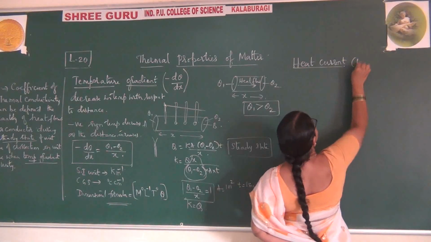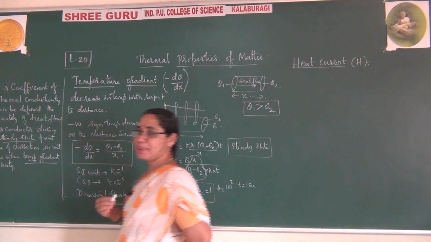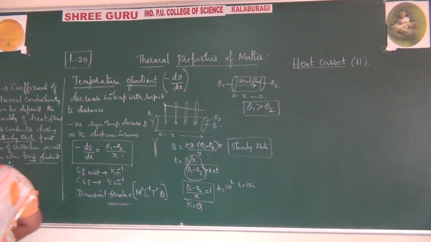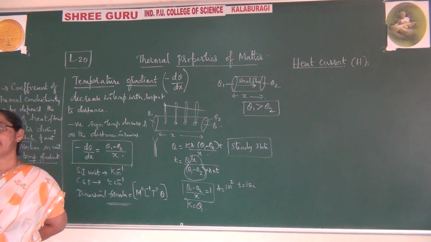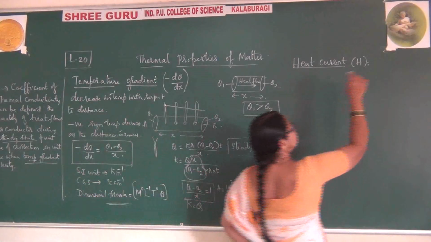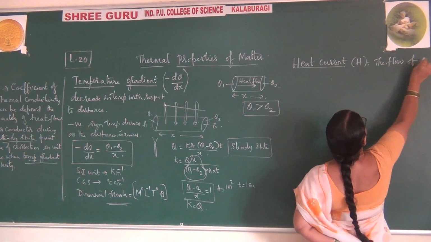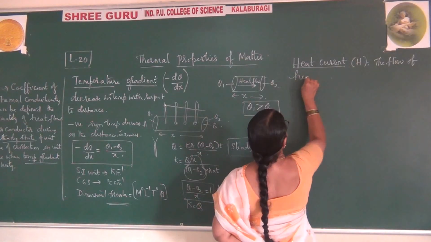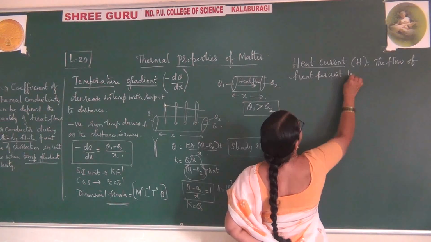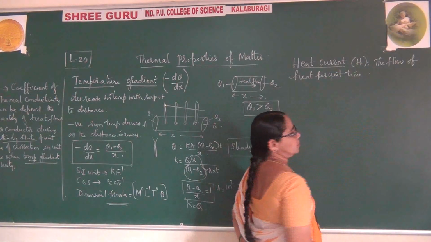This symbol is H. So, what is this heat current? They may ask this as a question. The heat current is the flow of heat per unit time. Remember, the flow of heat per unit time is called heat current.